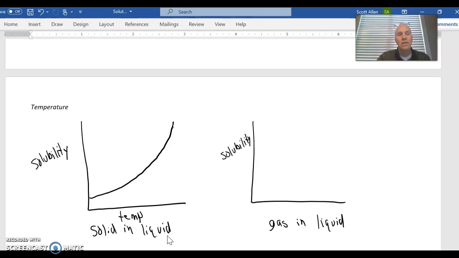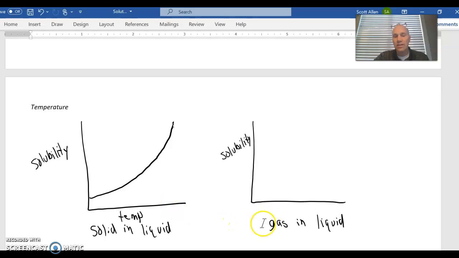Remember, solubility is the amount of the solute that would dissolve. So it's the maximum amount of the solute that you could dissolve at a particular temperature. What this means is that you can dissolve much more of a solid in a liquid if you get that liquid hot.